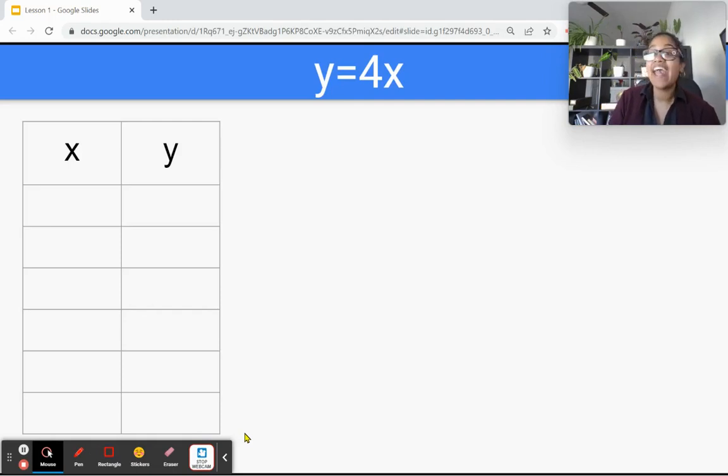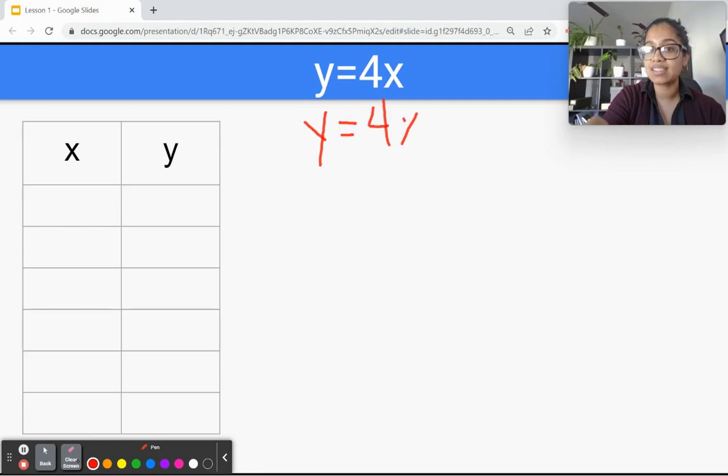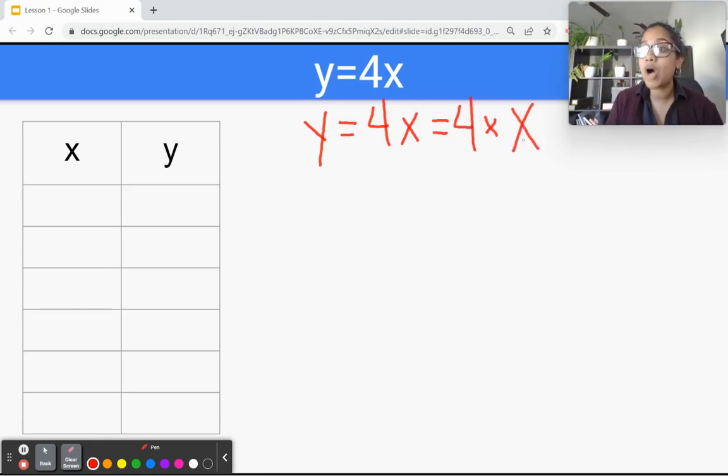Okay, let's go ahead and go over to another rule of what we can do. In this case, we have a different table and we have a different rule. So we have y equals 4x. Wherever I see something where it says 4x, that is going to be the same as saying 4 times x, right? So I'm going to go ahead and multiply 4 times whatever x is.